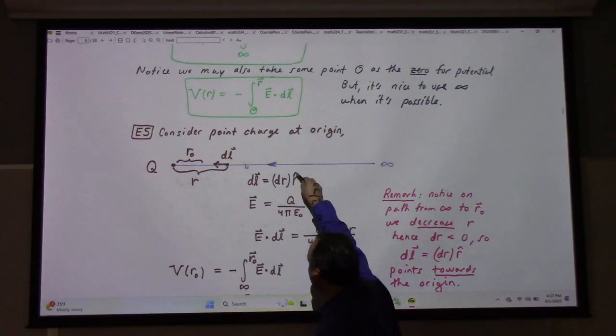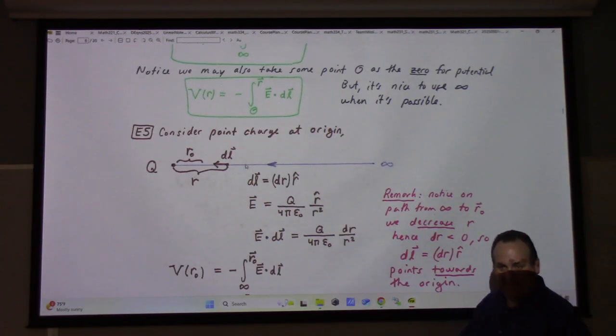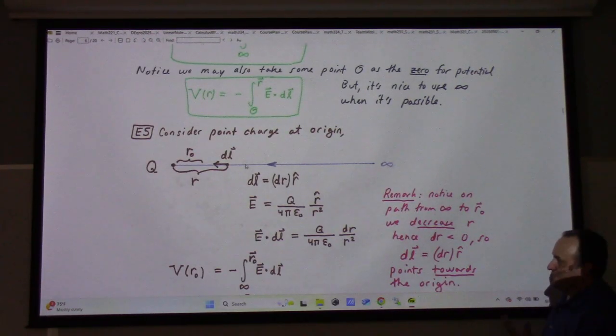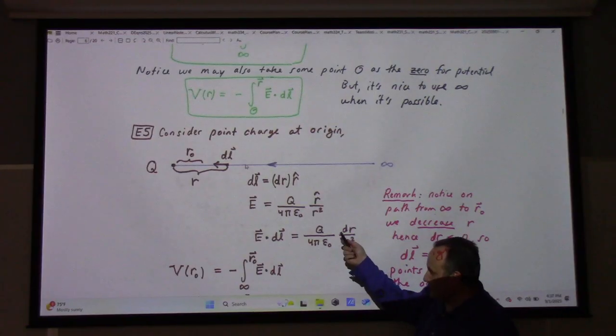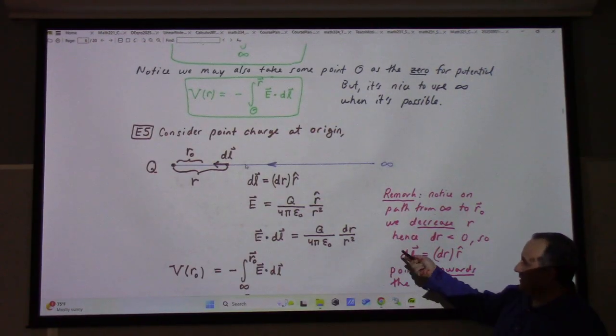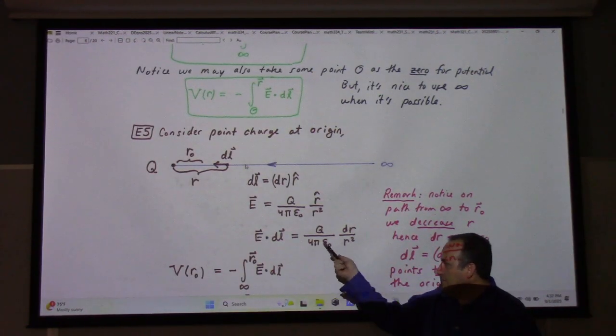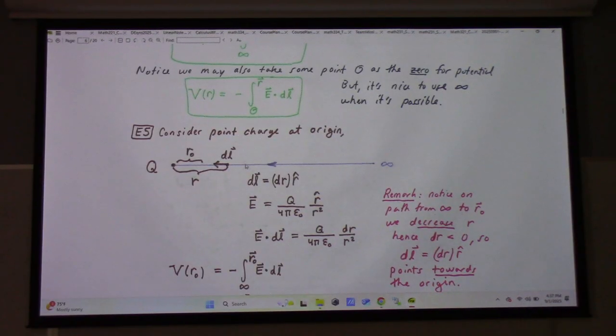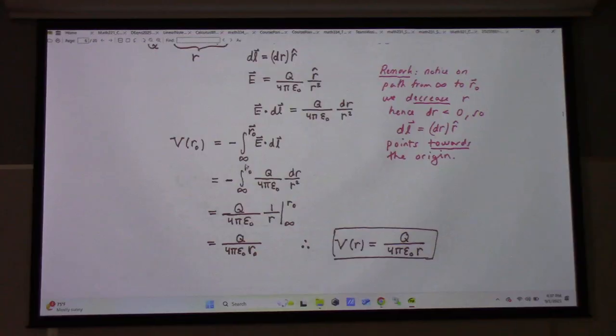So this already has the minus built into it, because dr is negative since we're going from here to there. As such, the calculation I was trying to do last time actually works, and we can straight up calculate E dot dl as this and then integrate. Lo and behold, we're back to what I just derived: Q over 4 pi epsilon naught, the Coulomb potential.